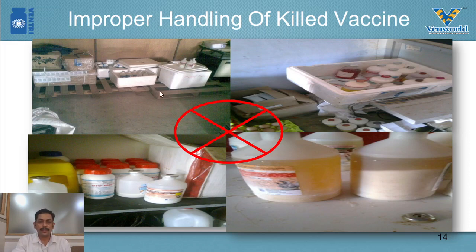For example, if you see here, the killed vaccines are stored at normal room temperature. It's not properly kept here. Here also you see pre-used killed vaccines being kept, and it is not recommended to use pre-used killed vaccines for vaccination. Always use fresh vaccines for the vaccination purpose. See here, you found some breakage in the oil emulsions due to improper storage of the vaccine. Such improper handling brings down the efficacy of these vaccinations.